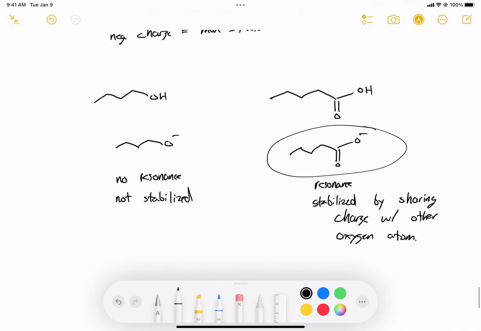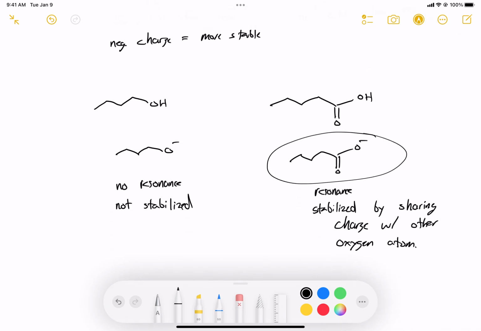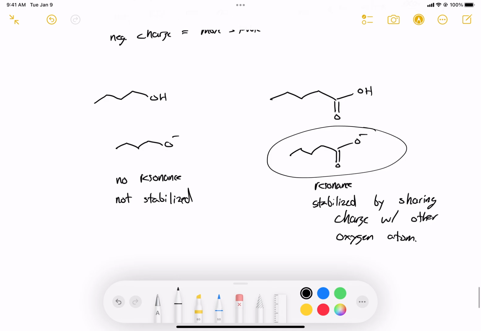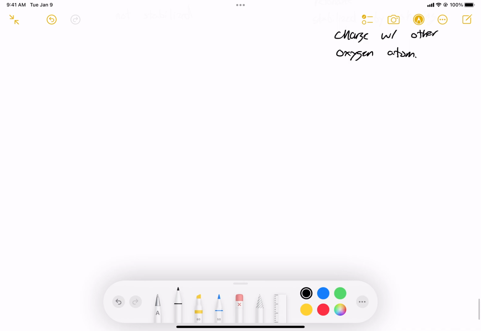Okay, so that's acids and bases. So you could rationalize the acidity of any proton being considered based on these trends here: resonance, electronegativity, and size of the atom, the size of the atom bearing the charge in the conjugate base. Okay. All right.